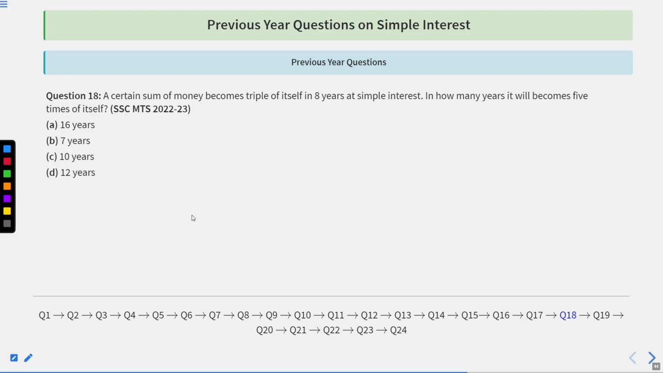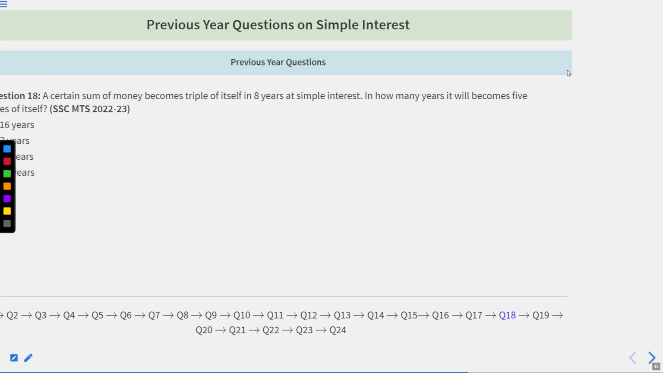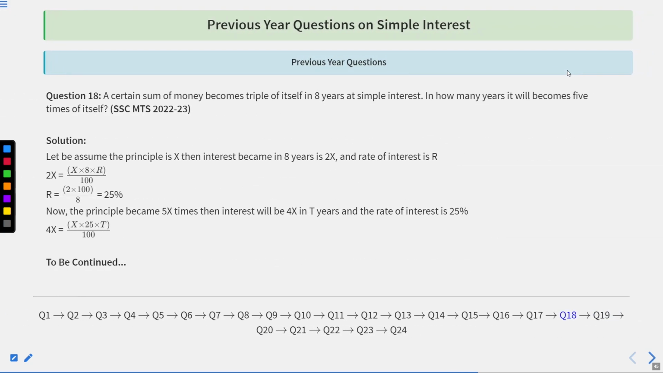Question number 18. A certain sum of money becomes triple of itself in 8 years at simple interest. In how many years will it become 5 times of itself? Let us have a look over the solution. Let us assume the principal is X, then the interest in 8 years is 2x and the rate of interest is R. So 2x is equal to x into 8 into R upon 100. So R is equal to 25%.